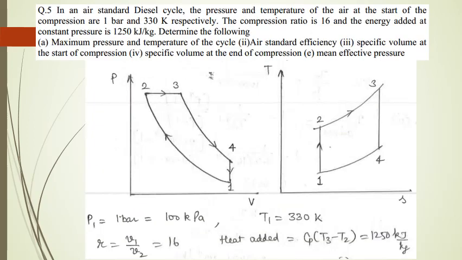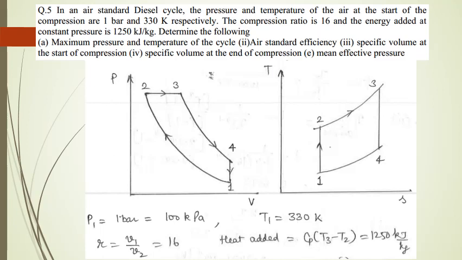In an air standard diesel cycle, the pressure and temperature of the air at the start of compression are 1 bar and 330 Kelvin respectively. The compression ratio is 16 and the energy added at constant pressure is 1250 kilojoule per kg. Determine the following: maximum pressure and temperature of the cycle, air standard efficiency, specific volume at the start of compression, specific volume at the end of compression, and mean effective pressure.